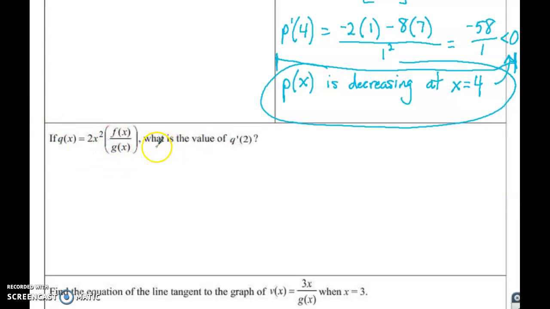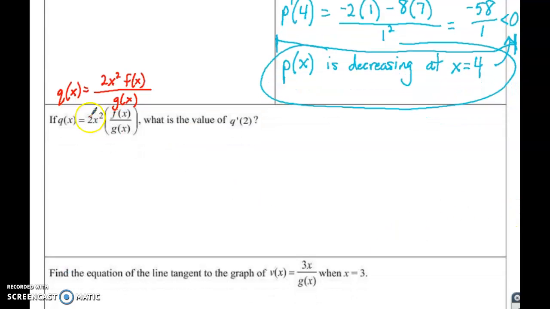So now we have a product rule with a quotient rule. Now, if it were up to me, I would not necessarily leave the problem this way. I might actually look at that and rewrite q of x as 2x squared f of x over g of x. So now I only have to remember one rule. I don't know if that was the intention of this problem, but you can do it this way, or you can do the product rule mixed with the quotient rule. Let's practice that. Q prime of x.